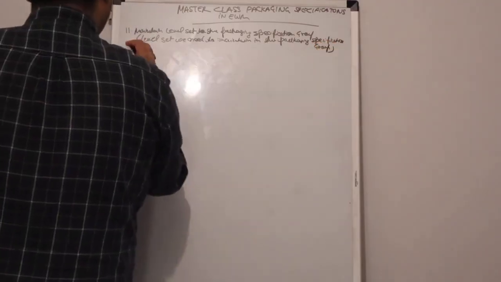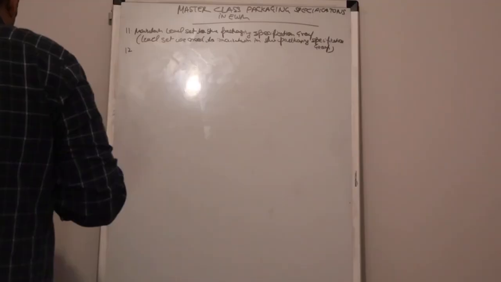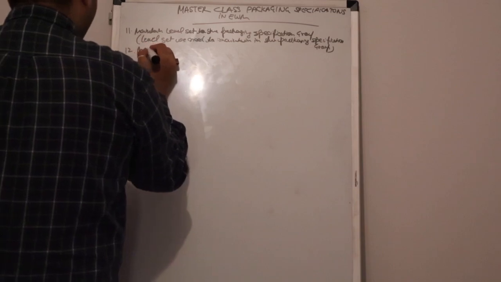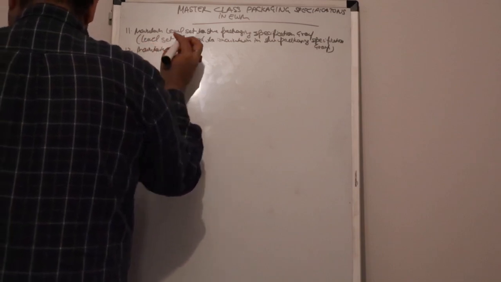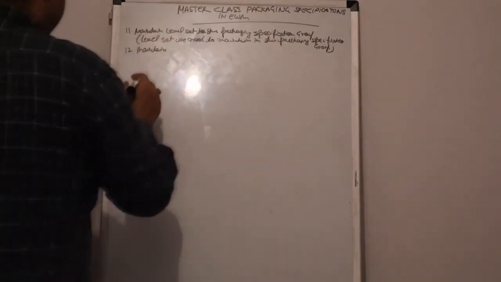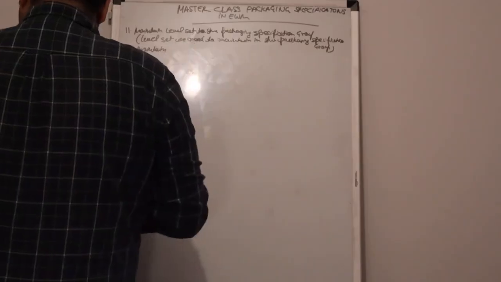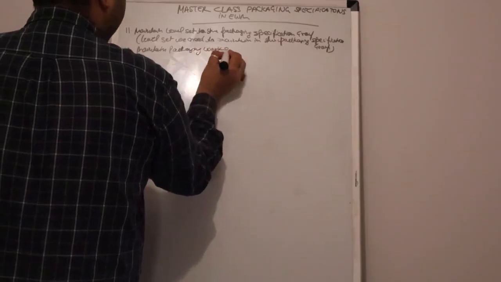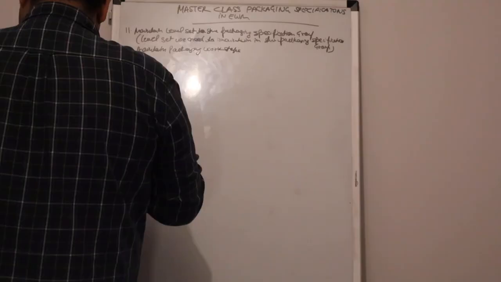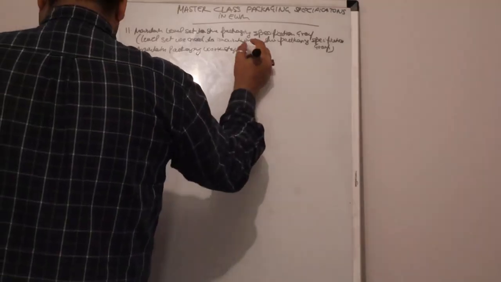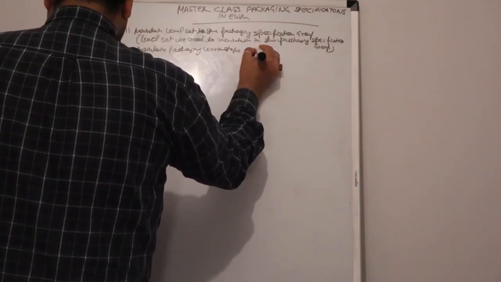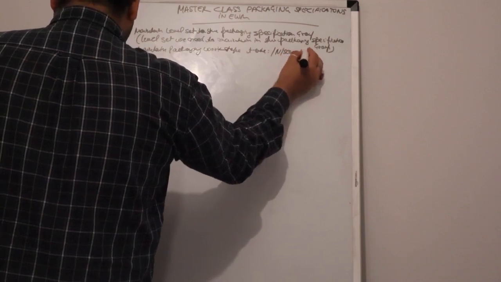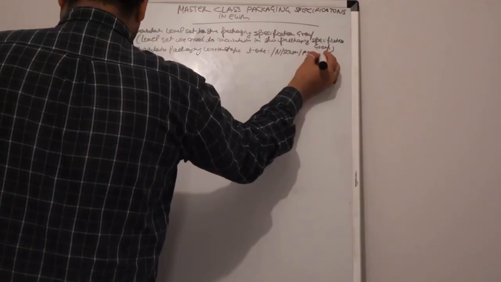Okay, then the 12th point, maintain packaging work steps, and we do it in the T code /n/SCWM packaging specification work step.